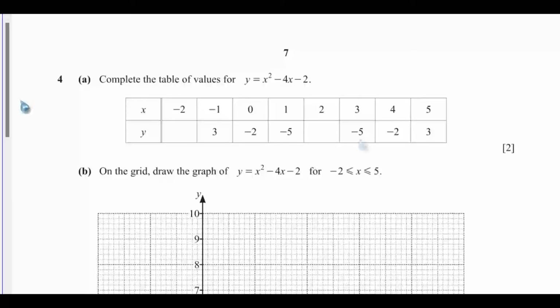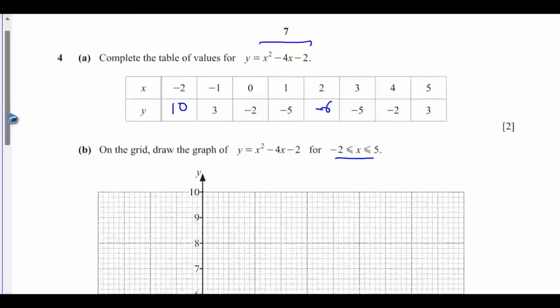So let's go to the next question. That will be question 4. Complete the table of values for y equals x squared minus 4x minus 2. You can input this function into your calculator and set the range from minus 2 to 5 and the step to be 1. When you hit enter, you should get the values for this. So this should be 10, this should be 3, and for the last one here, this should be negative 6. So this is what you have there. On the grid, draw the graph of y equals x squared minus 4x minus 2 for this given range.